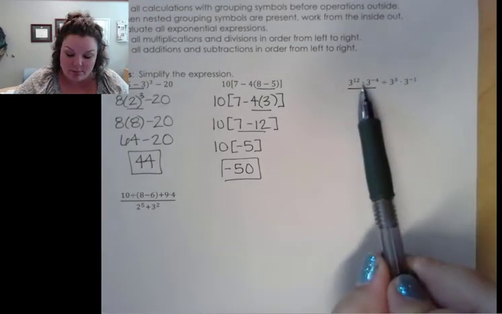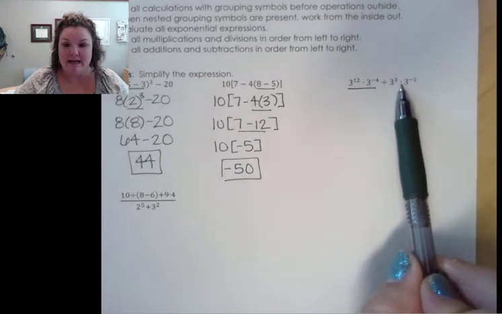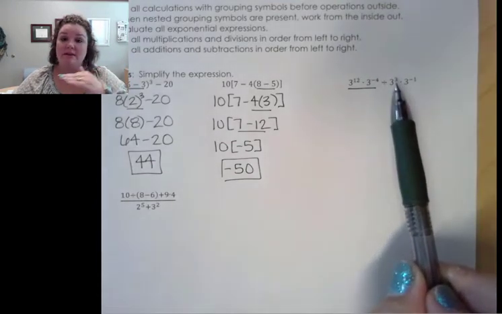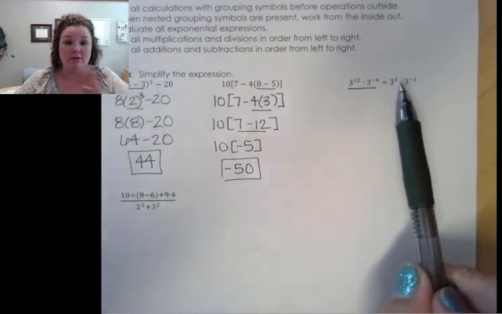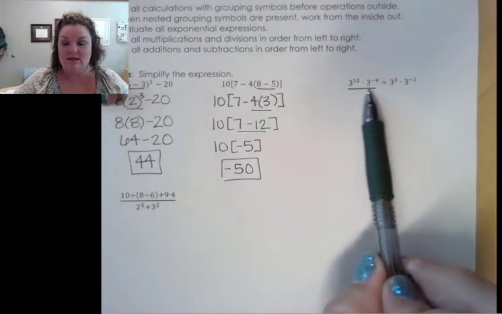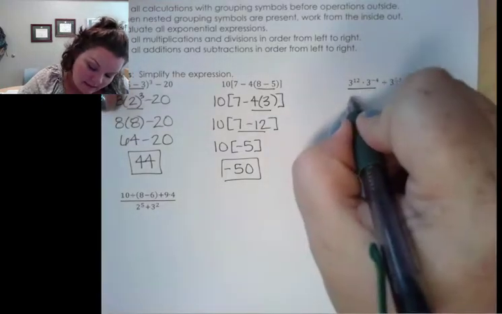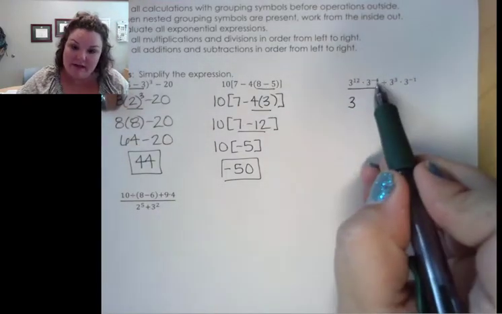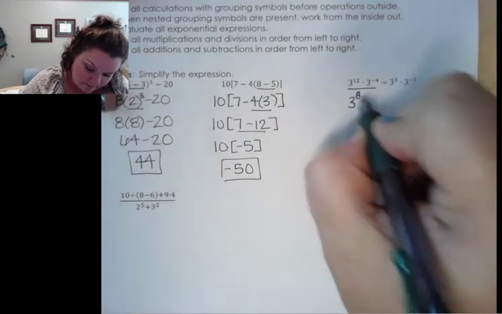And notice I have a multiplication, a division, and a multiplication. Multiplication and division are on that same level, so I'm just going to work it from left to right. So this is the first one that I do is this multiplication. So this is going to give me 3 to the 12 minus 4, which is 8.